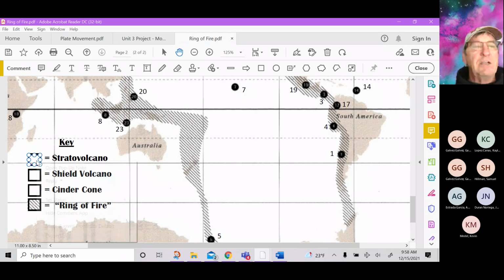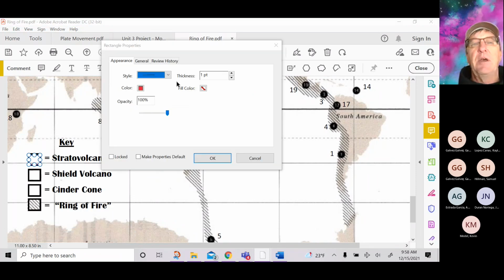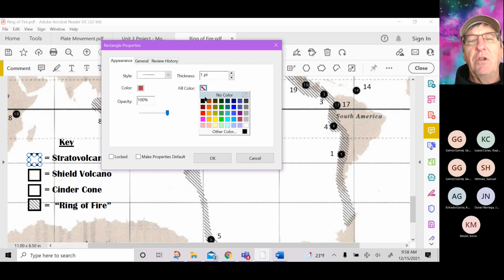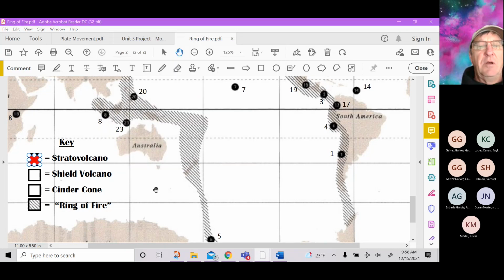I'm going to right click on it. I'm going to click on properties, and I'm going to change the fill to also be red. So we're going to do that for the stratovolcano, the shield volcano, and the cinder cone. Choose 3 different colors. This part, the ring of fire, is already filled in for you.